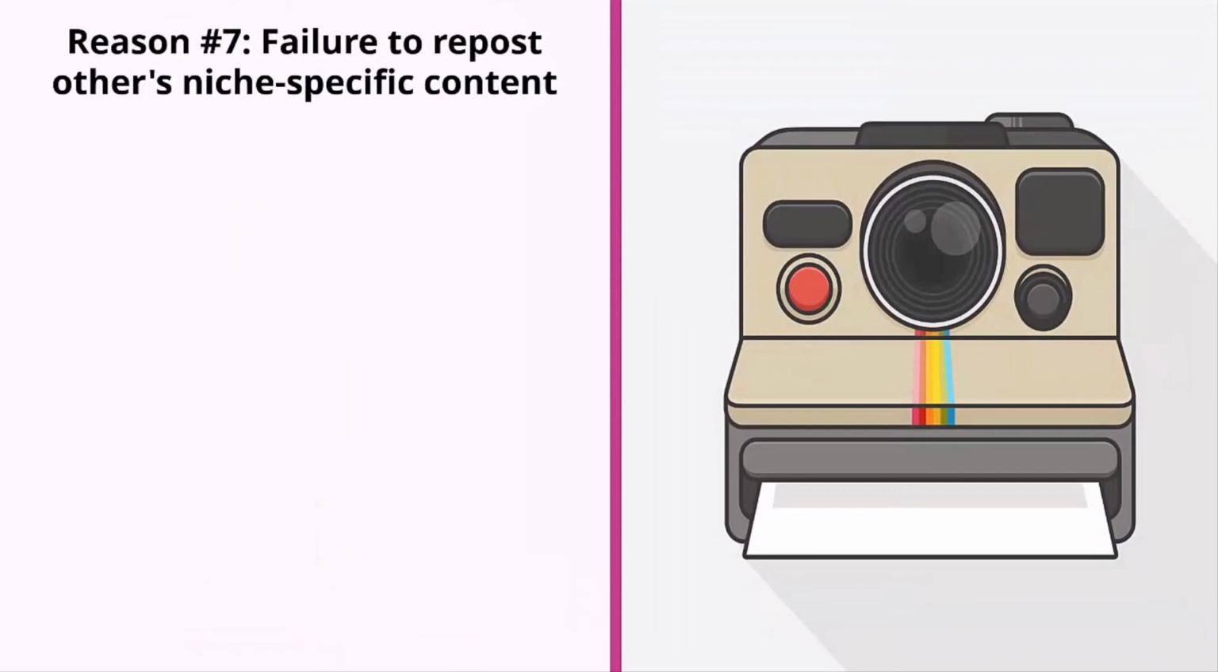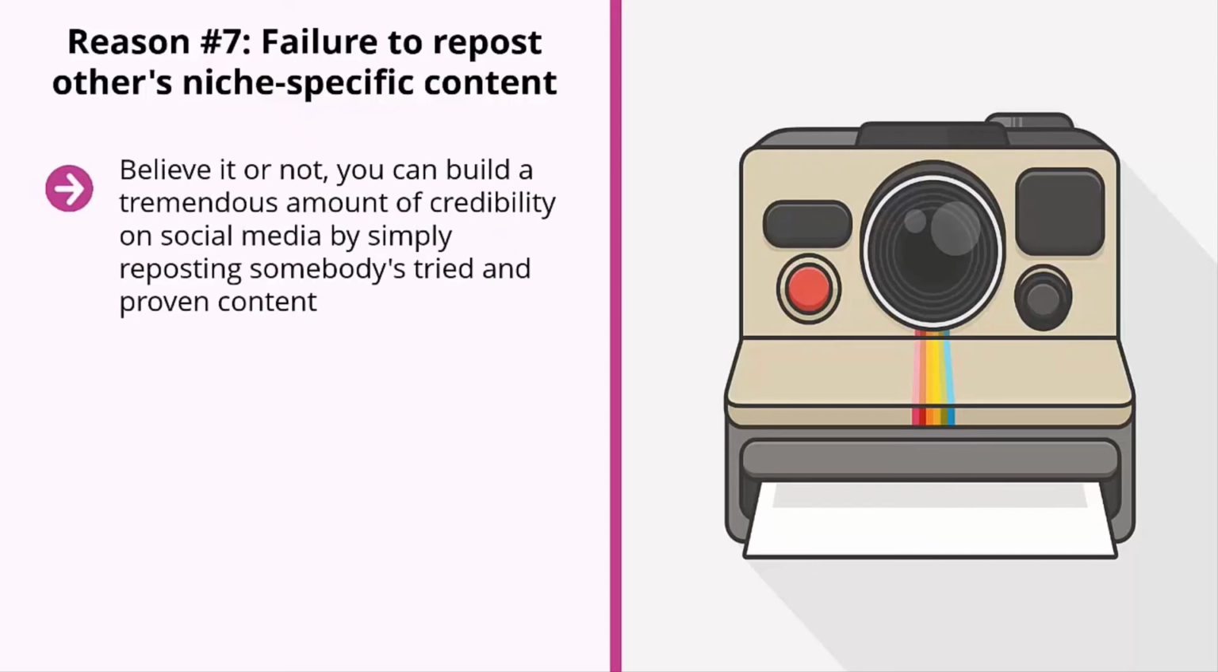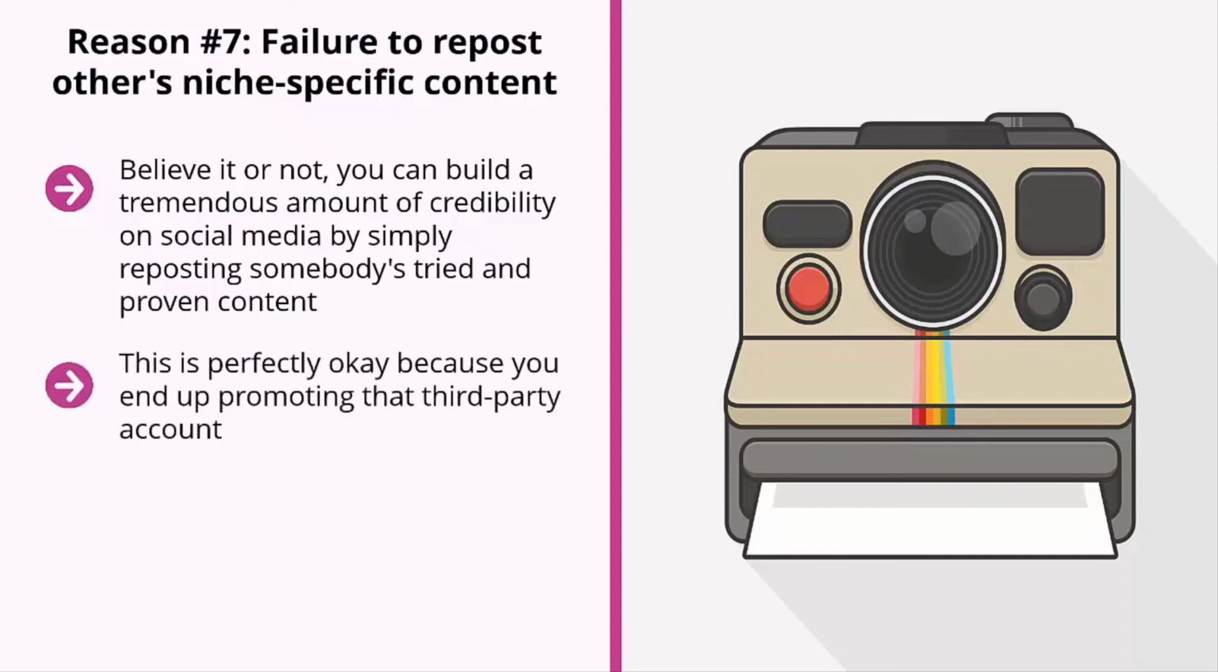Reason number 7, failure to repost others' niche-specific content. Believe it or not, you can build a tremendous amount of credibility on social media by simply reposting somebody's tried and proven content. In other words, if somebody posted content that got a lot of likes, engagement, comments, and what have you, you can repost that and recreate some sort of that engagement on your account. This is perfectly okay because you end up promoting that third-party account. You create a win-win situation. You build up your own credibility within your niche, and you drive attention to that brand.